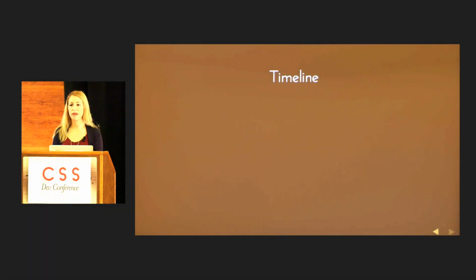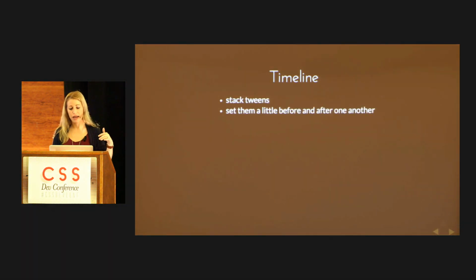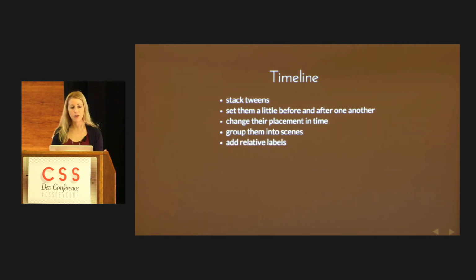The biggest thing for me working with GreenSock is the timeline. It allows you to stack tweens. You can set them a little bit before and after each other. You can change their placement in time, and I'll show you a demo of what I mean by that in a second. You can group them into scenes together. You can add relative labels, and relative labels are really important. Let's say you get 30 seconds into a really complicated animation and you want 17 things to fire at once. If you add a relative label, no matter what changes beforehand, they're all going to fire at exactly the same time, which is really difficult to do in CSS when you start chaining things.